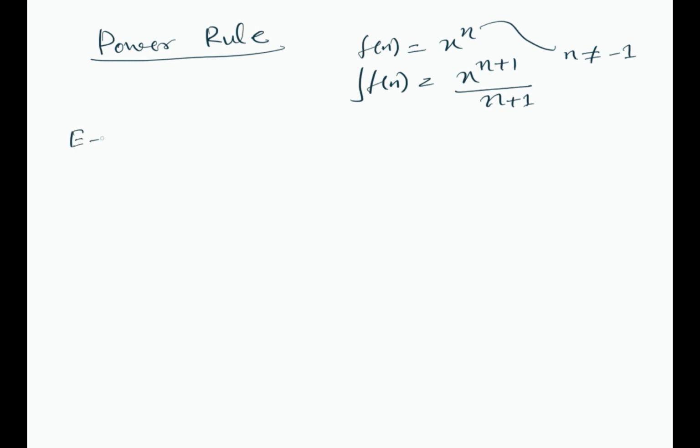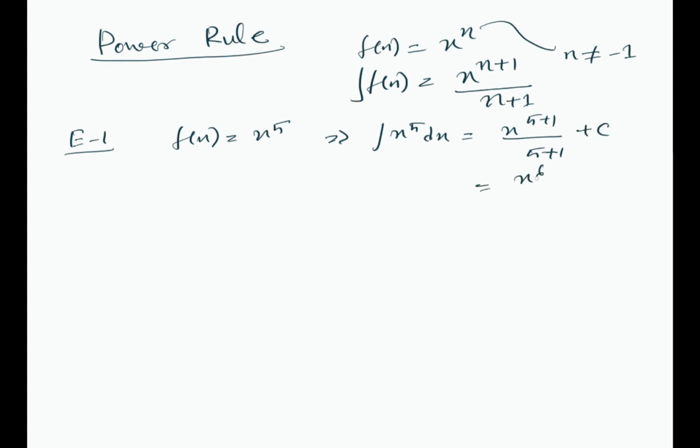So example 1, our function for example 1 is x to the power 5. The integral of this function x to the power 5 is equal to x to the power 5 plus 1 divided by 5 plus 1, and we need to add this c, right? So the answer would be x to the power 6 divided by 6 plus c.